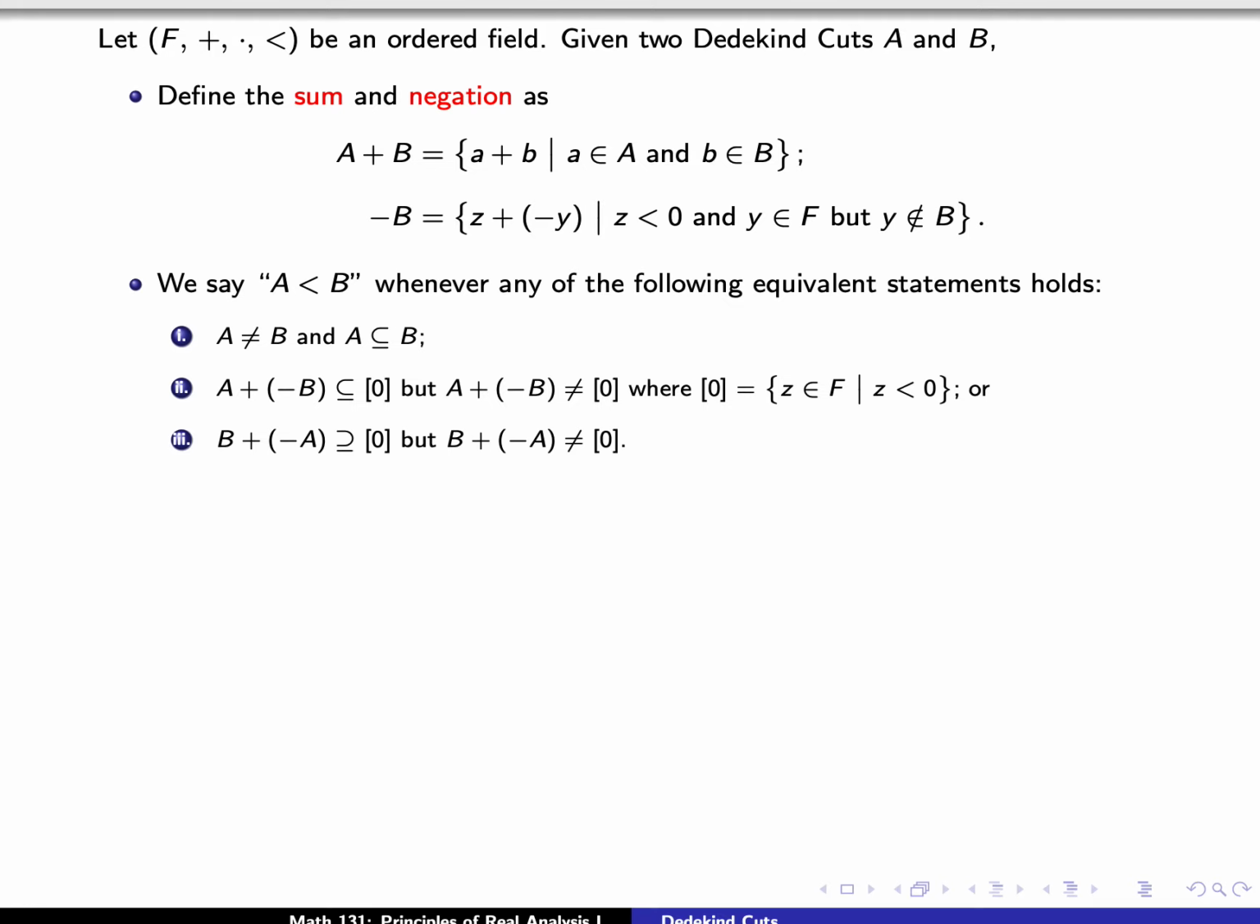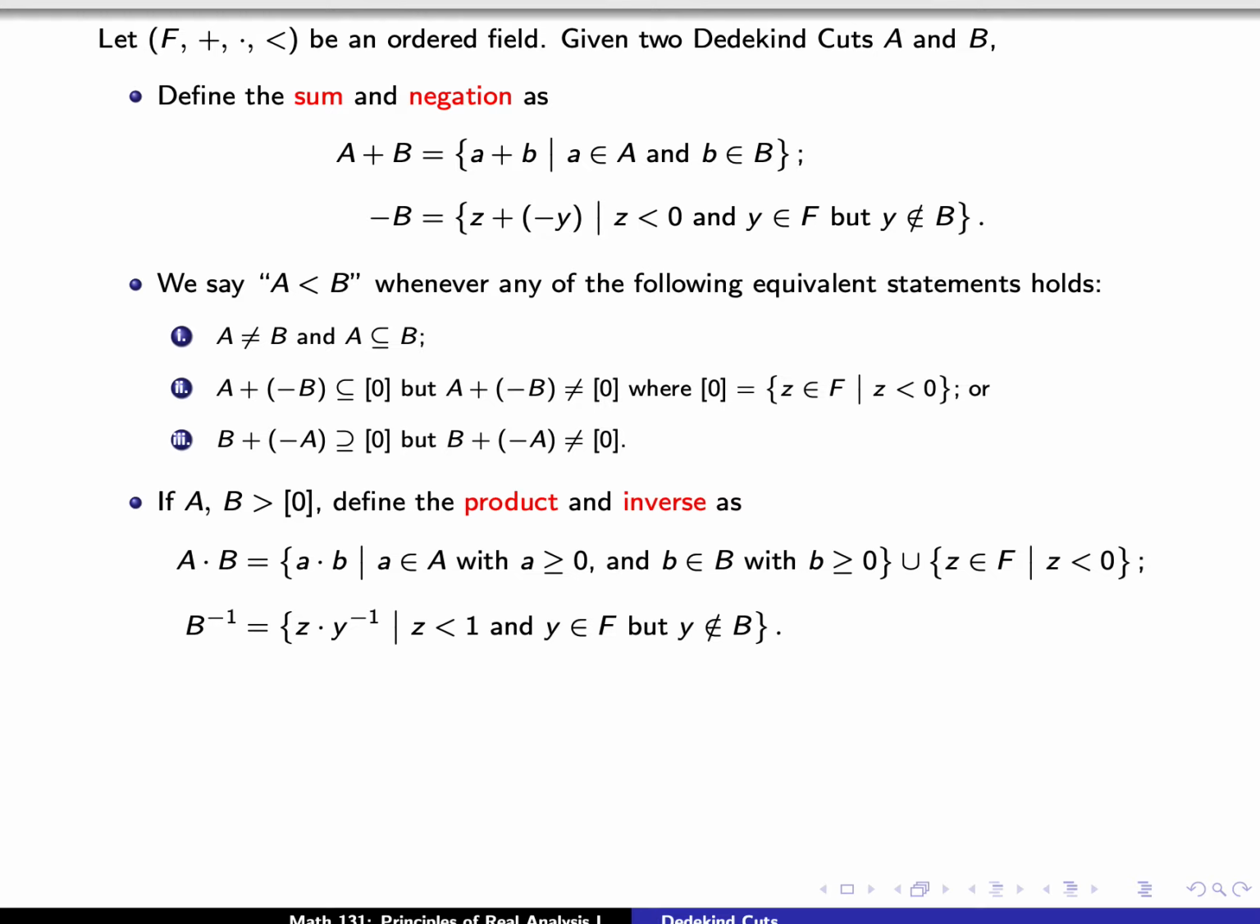We can also define an ordering on the collection of Dedekind cuts. We'll say that A is less than B whenever A does not equal B and A is contained in B. There are some other equivalent definitions using what we're calling square bracket 0, which just consists of the elements to the left of 0. Here we can say A is less than B precisely when B minus A is greater than 0. What we mean is B plus the opposite of A contains this square bracket 0.